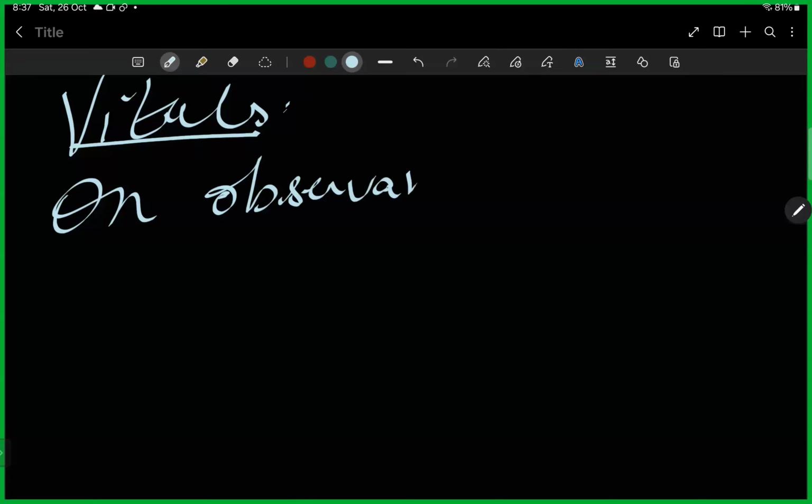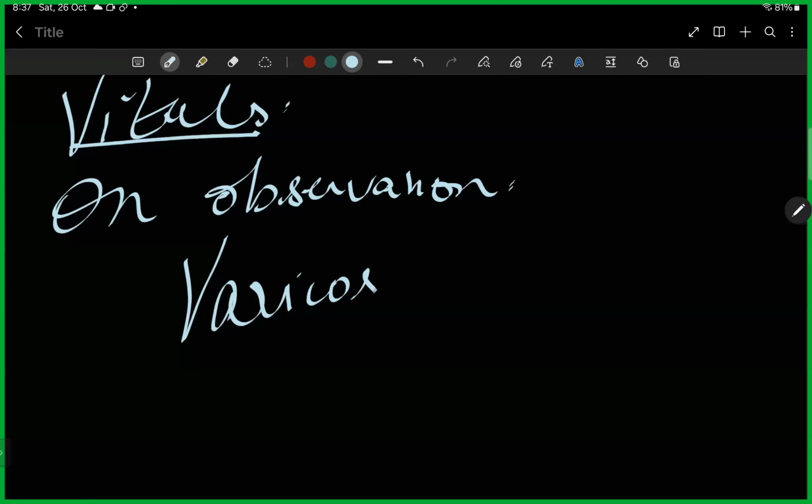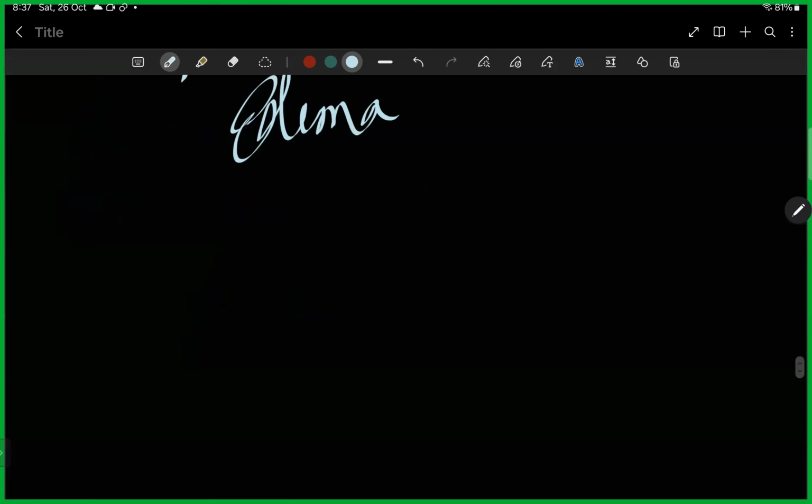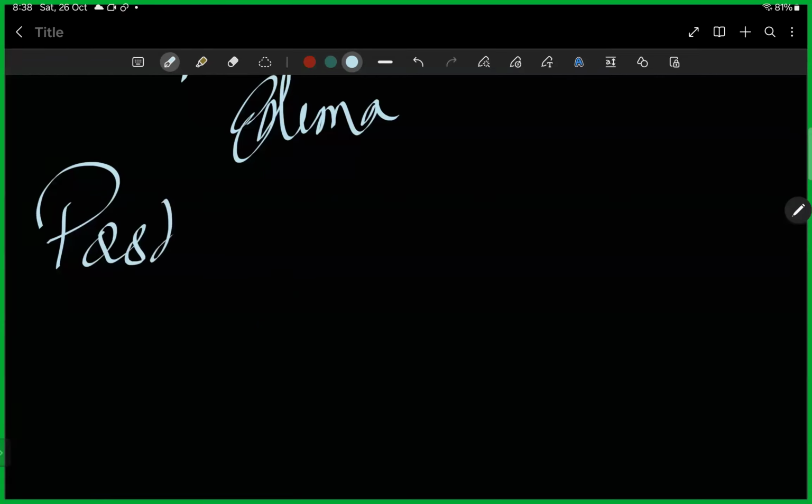So on observation, we are going to see if there is any pallor, any clubbing, any cyanosis. The varicose vein is very important here. Varicose vein is important. Edema is important. Then some amount of breast examination. If the breast is enlarged, if the nipple and areola changes are present or not present, if you mention it, it is enough. Then their posture and gait.